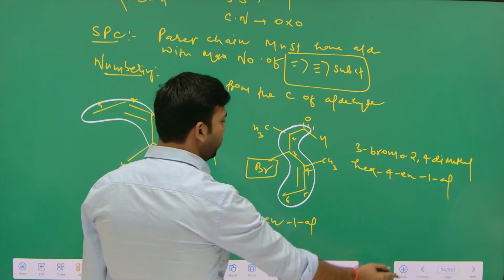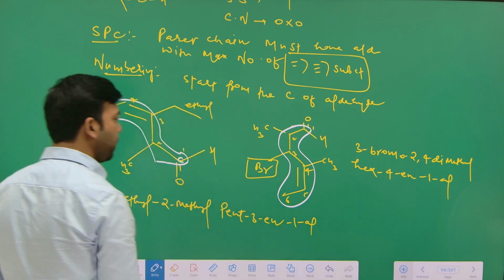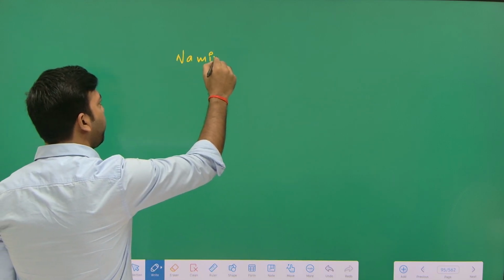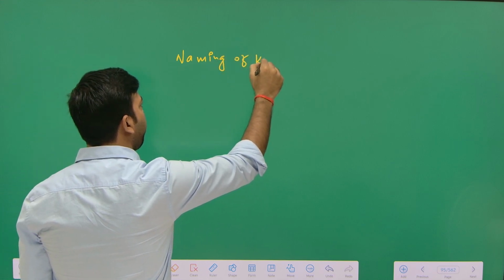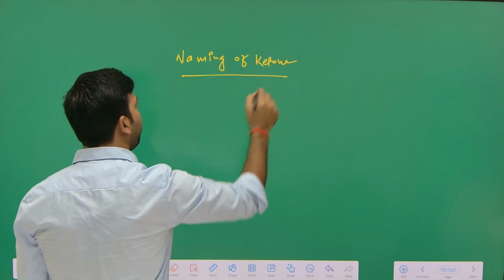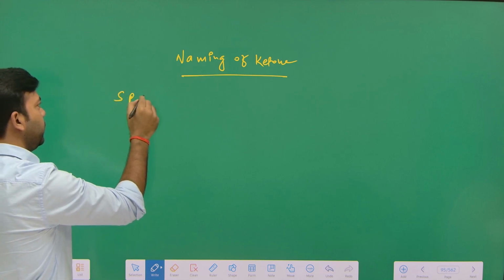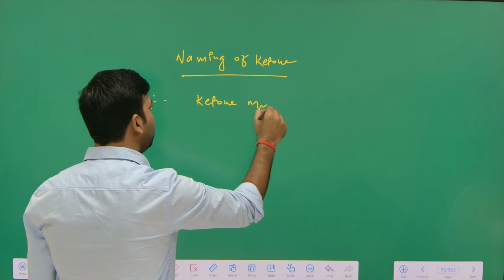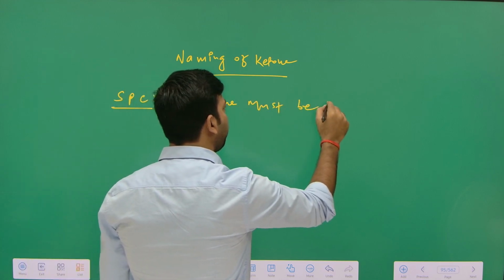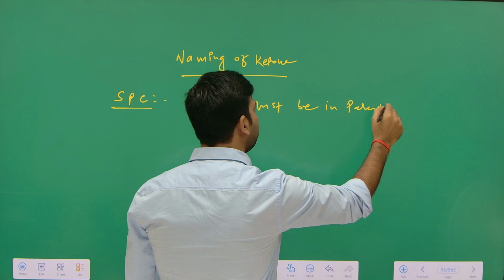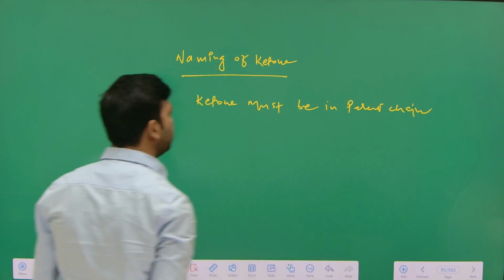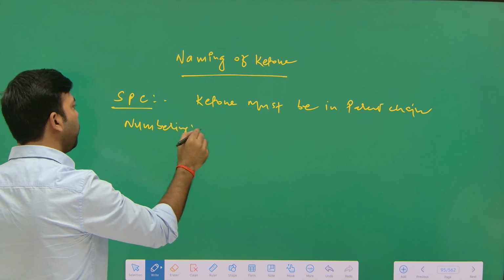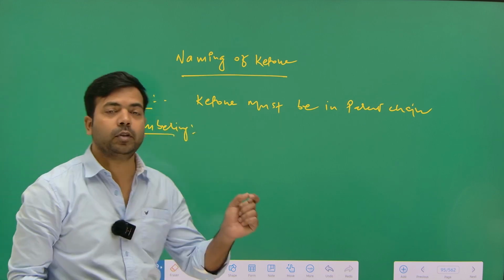Now the next one we can discuss is naming of ketone. So selection of parent chain: the ketone must be in the parent chain. Second thing, numbering rule. Start from that end. This time I am not saying start from the carbon of ketone.